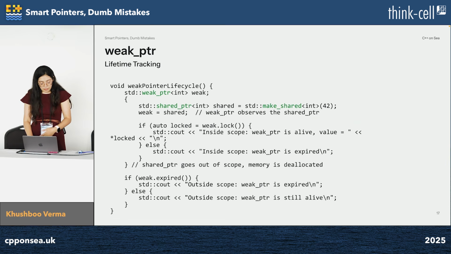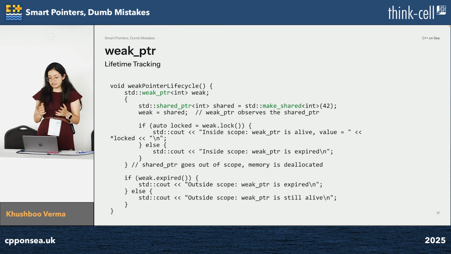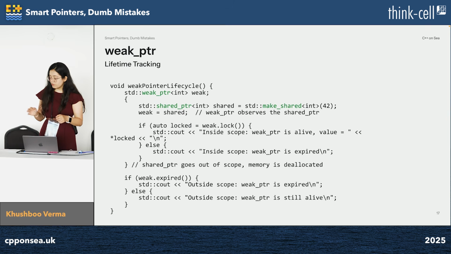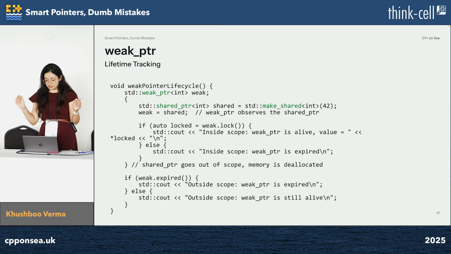But let's also look at how the life cycle of a weak pointer works. Inside the scope, the weak pointer can be locked to access the value, and outside the scope, the shared pointer is destroyed, so the weak pointer becomes expired. Let's talk about the code line by line. I'm initializing the weak pointer life cycle. Inside it, I'm initializing a weak pointer, and inside that, I'm initializing a shared pointer. I'm then pointing the weak pointer to the shared pointer, so the weak pointer is observing my shared pointer's location.